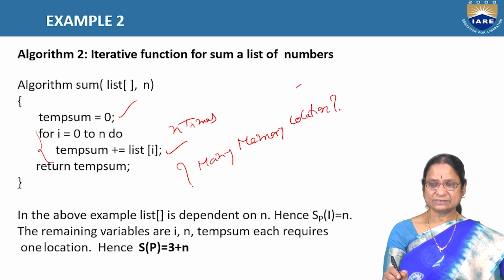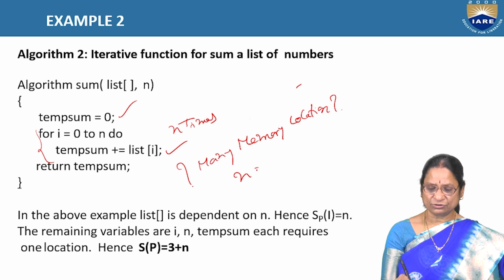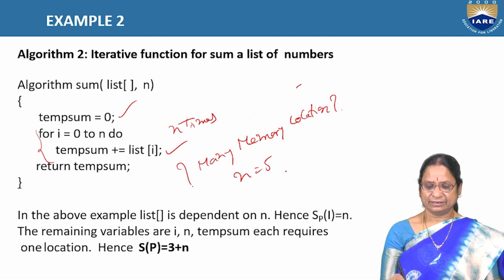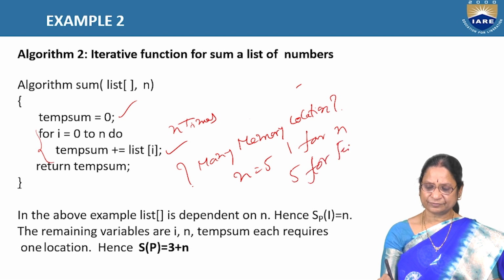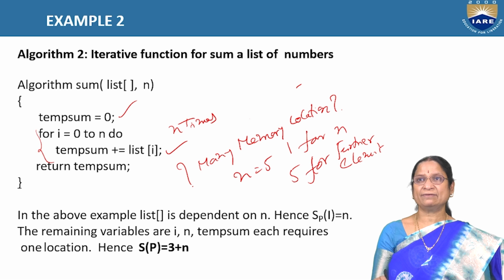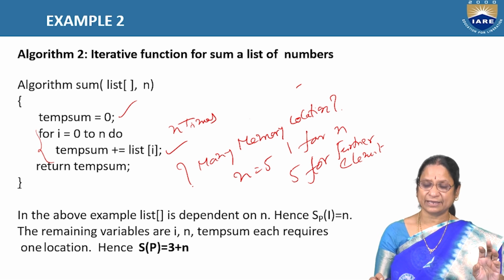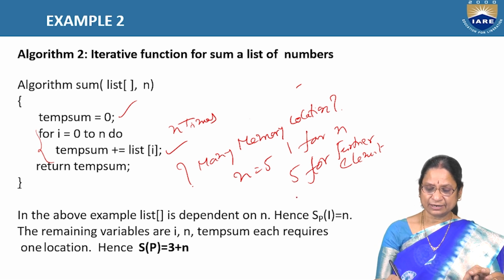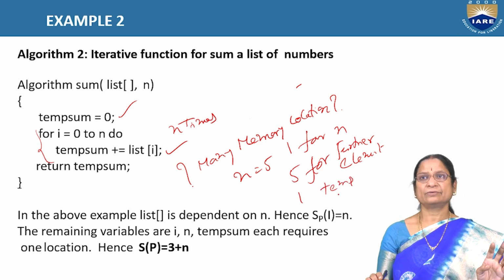How many memory locations are required? For n equal to 5, I need 1 location for storing n and 5 locations for the 5 elements, because there are n elements. So to store them, I need an array of 5 elements, or an array of 10 elements, depending upon the n. And I am also using temp sum to store the temporary sum, and a location to read.